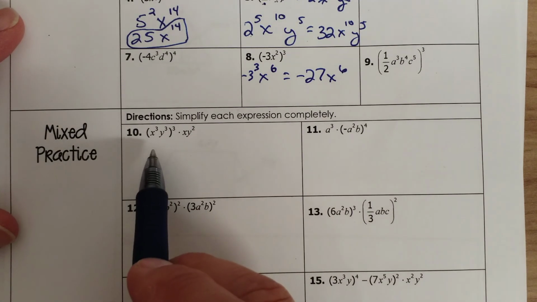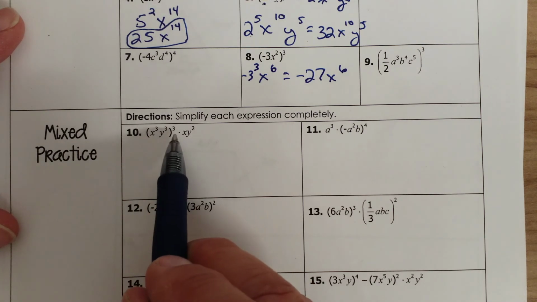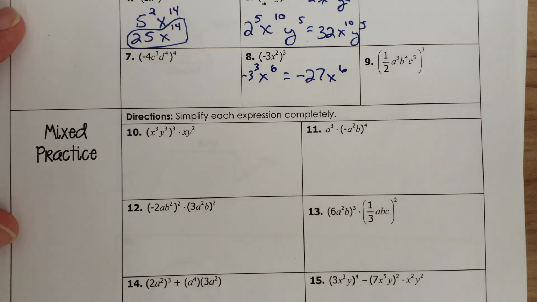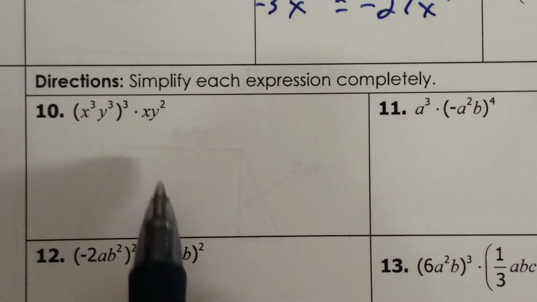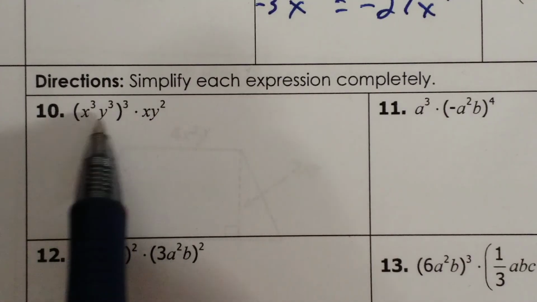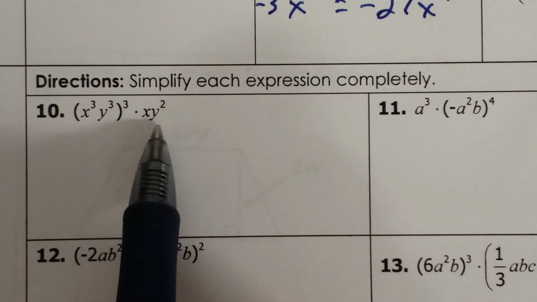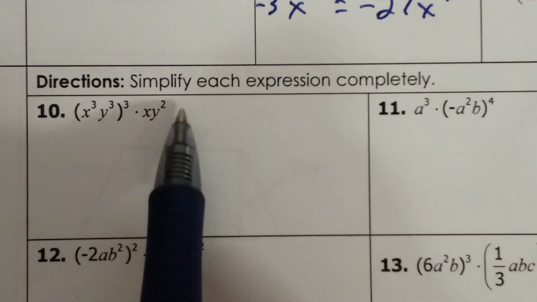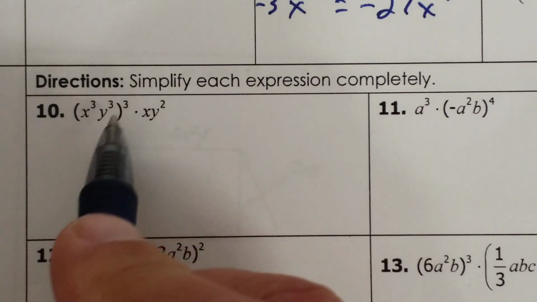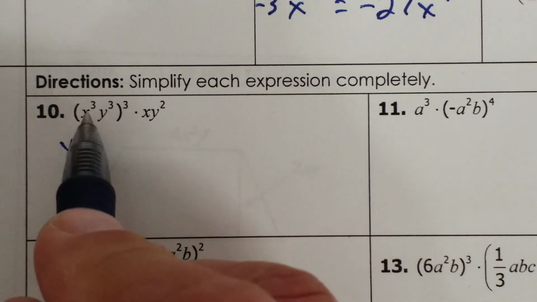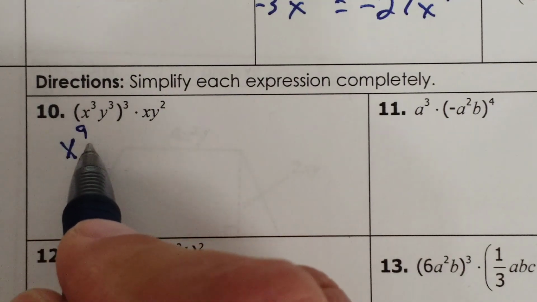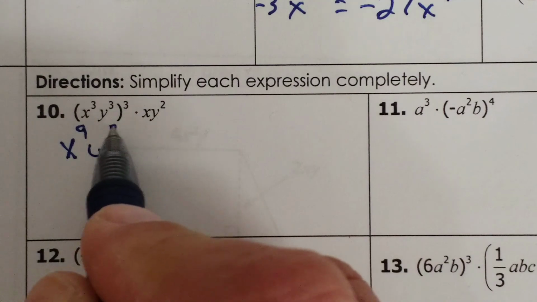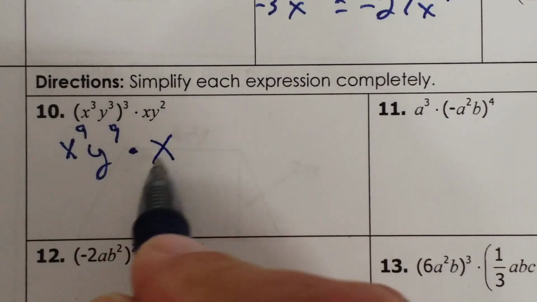For example, number 10. Here, see the exponent right outside the parentheses? So I'm going to multiply here. But this one does not have a parentheses. So I'm going to save this guy over here for a minute. And right now I'm going to give this my attention. X 3 times 3 is 9, and y 3 times 3 is 9, and then times x y to the second.